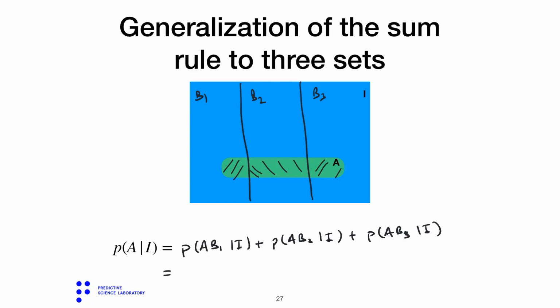And of course, if you apply the product rule to each one of these probabilities, you will get this formula: probability of A given B1 times the probability of B1, plus the probability of A given B2 times the probability of B2, and so on and so forth.